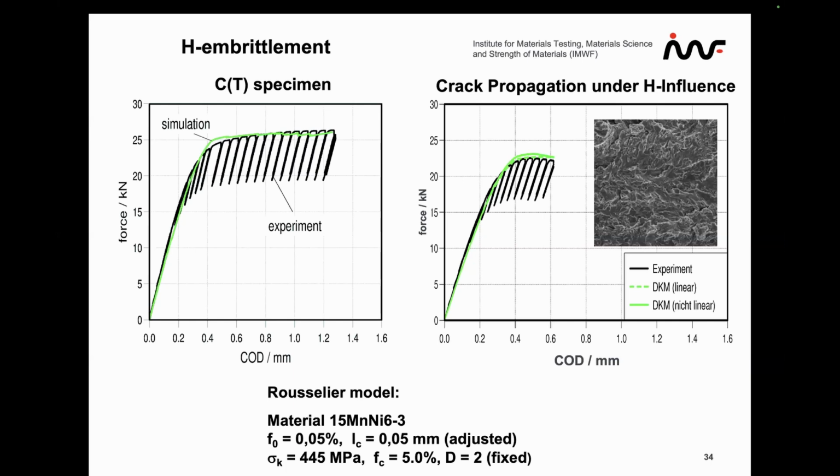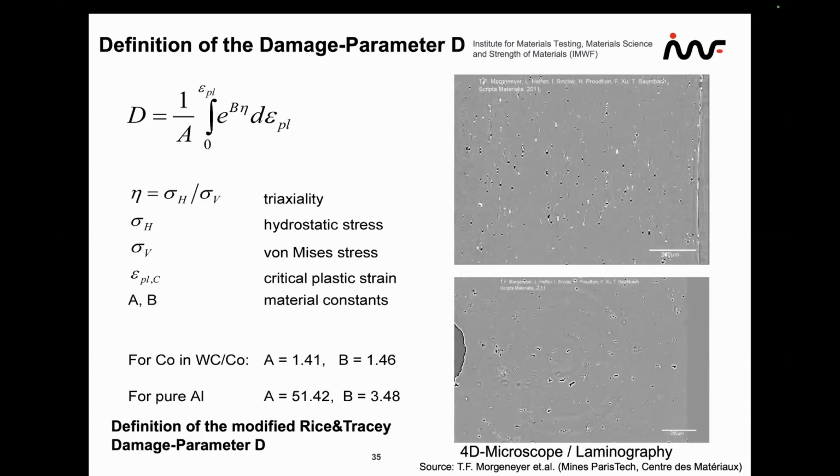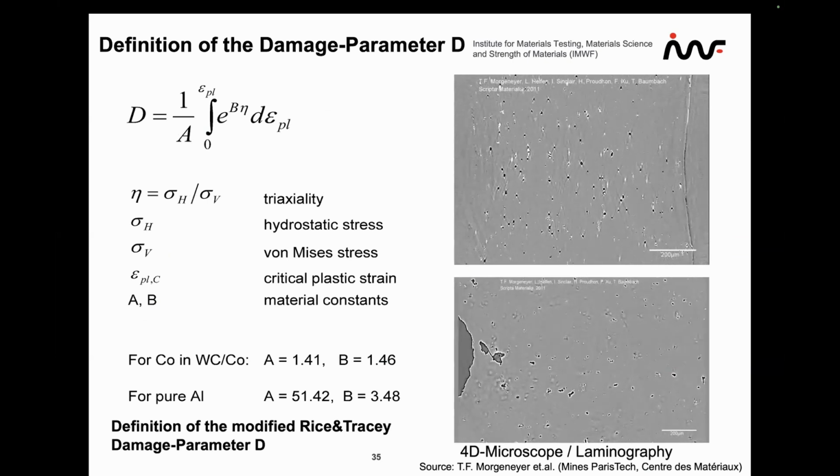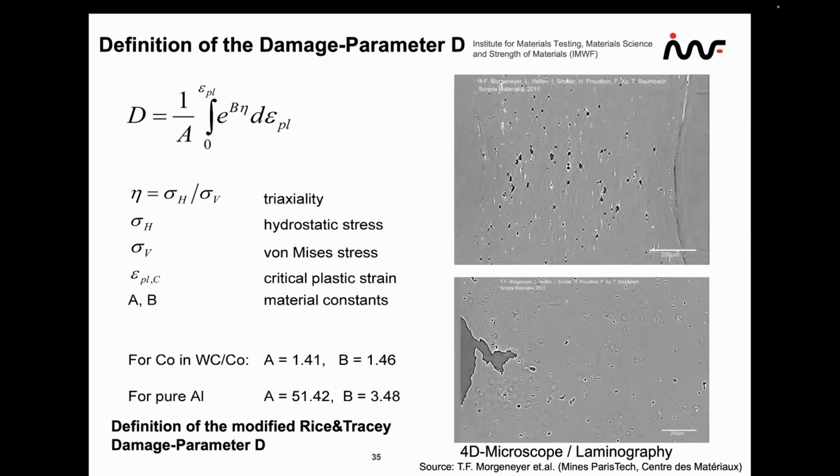And the comparison really shows how strong the hydrogen embrittlement can act for one and the same material, always in good agreement with the experiment and the available damage mechanical parameters in the Rousselier model in our case. Now let me come to a number of continuum mechanical aspects in the regime of multiscaling.